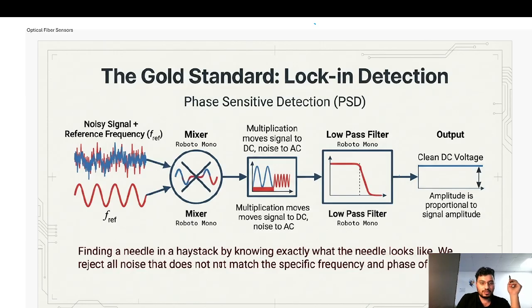Moving towards the next thing, that is lock-in detection. In lock-in detection, you will have the noisy signal and the reference frequency, both will be mixed, and you will get the multiplication, which moves the signal to DC, away from noise. After that it will go to the low pass filter, where you will get the proper clean DC voltage. So here the amplitude is proportional to the signal amplitude. Okay.